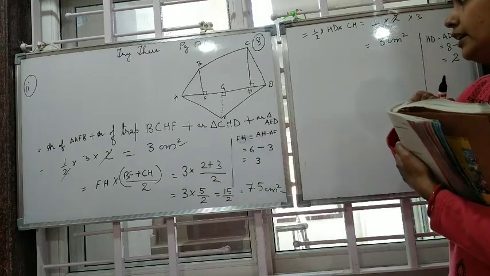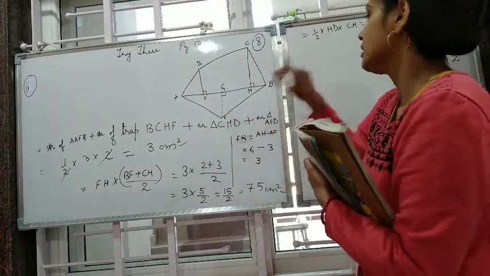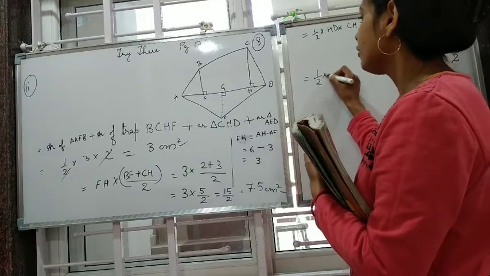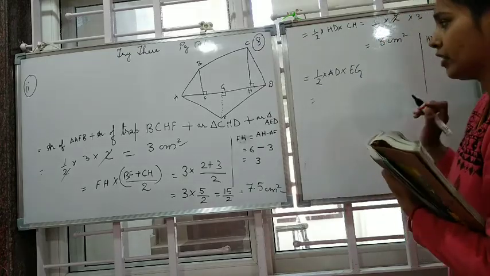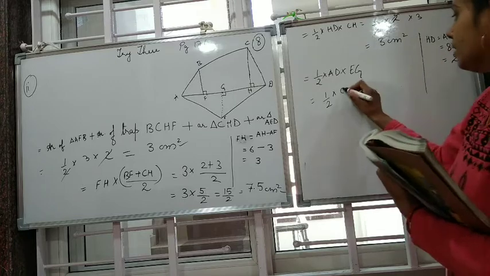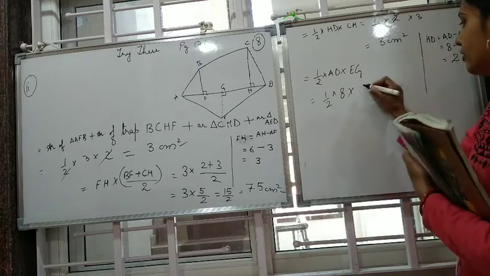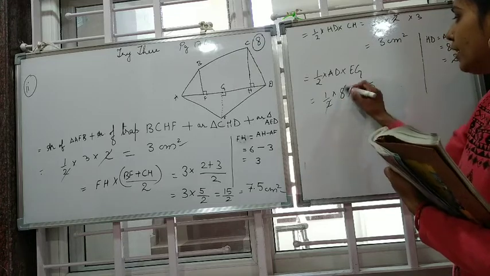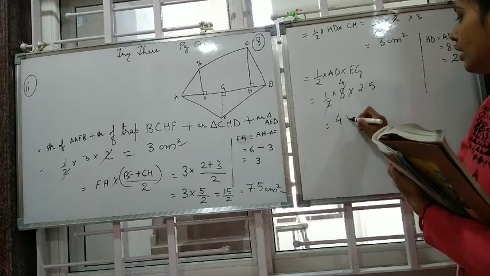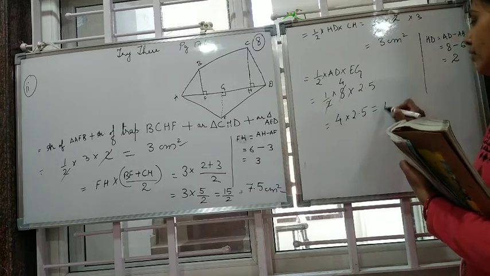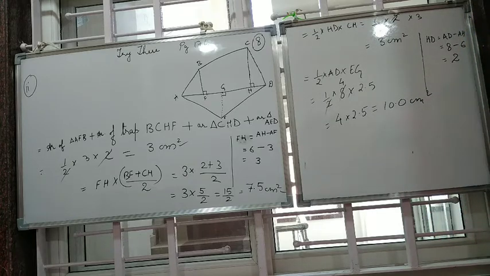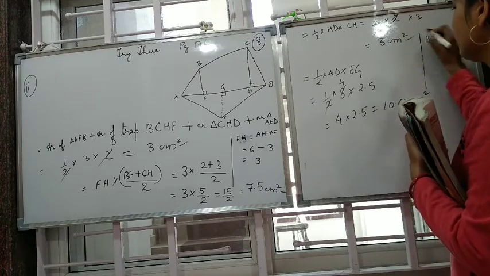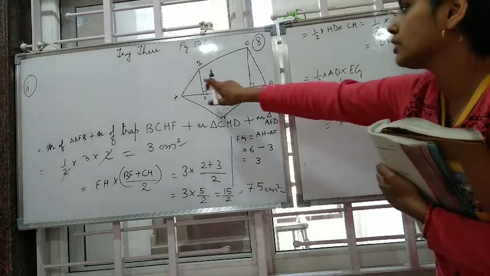Now the area of triangle AED we have to find out. AED is half base into height, half AD into EG. All three are given. AD we took as 8 and EG is 2.5. So we divide 2 and 8, that is 4. Now 4 into 2.5. 4 into 25 gives us 100, that is 10.0 centimeters square. So we got 1, 2, 3, 4 areas.